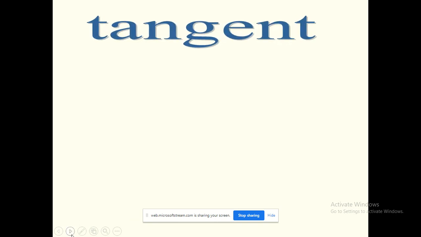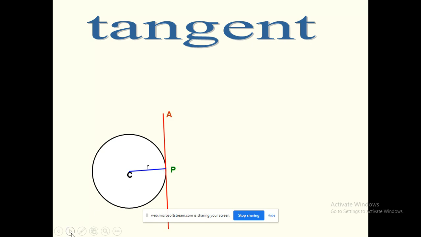Tangent, this is very important. Tangent. So I have a circle, I have my center, I have my radius. To draw the tangent, it should be, guys, perpendicular to the radius. So here I should have a 90 degree. So this is a tangent.